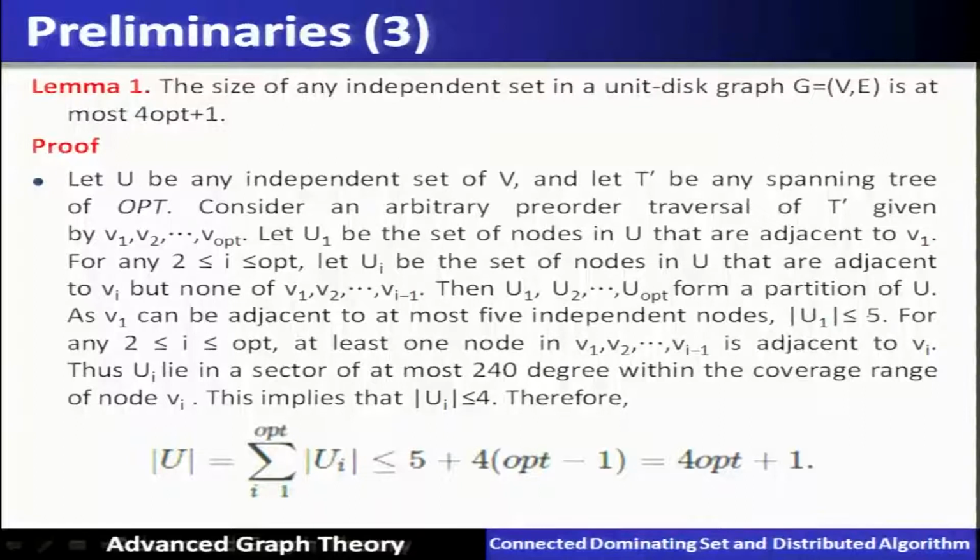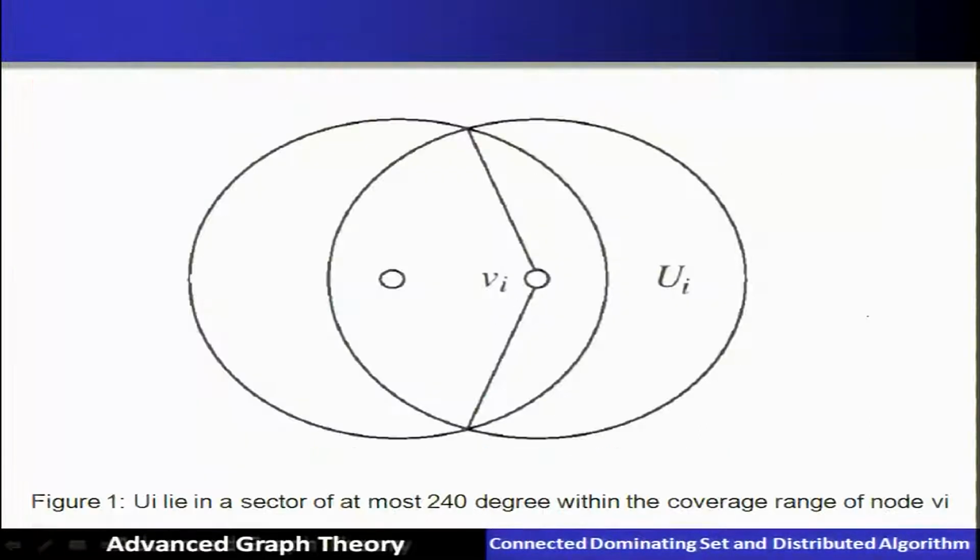Let us see some of the estimates, since the algorithm which we are going to discuss is an approximation algorithm, and what the performance guarantees of this algorithm are. For that, there is some background. The lemma says that the size of any independent set in a unit disk graph is at most 4 opt plus 1. For that, let us see the picture.